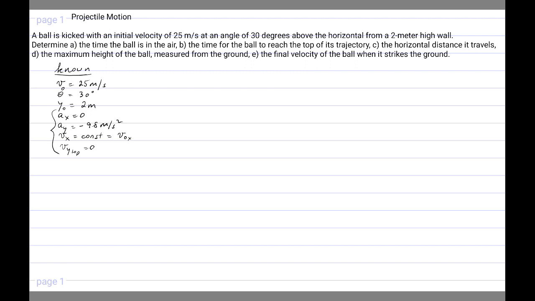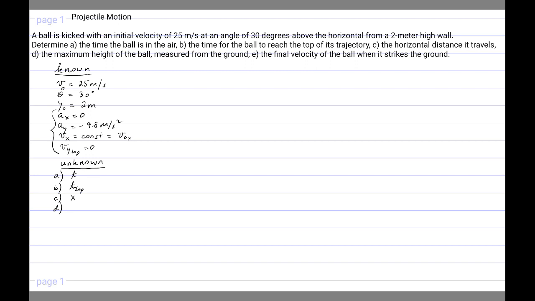All right, now what we're looking for, so the unknowns that we will need to solve for, are the time the ball is in the air, the time for the ball to reach the top, so we want t to the top, so I'll call that t top. We're looking for the horizontal distance it travels, so that's going to be an x, a delta x really. But if I measure the original position of the ball, if I call that x equals 0, then all I need is x. I don't need to write delta x down.